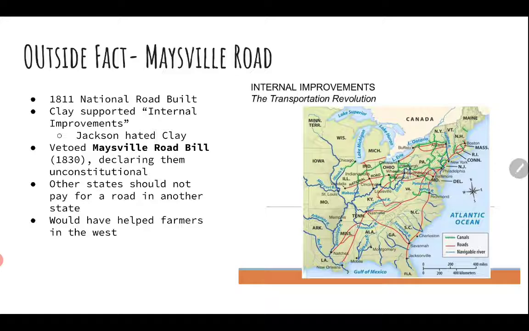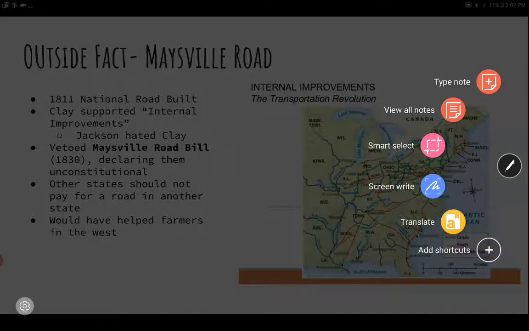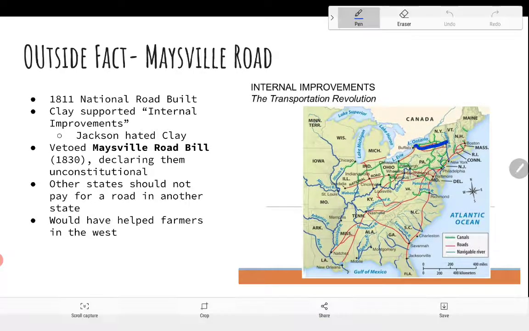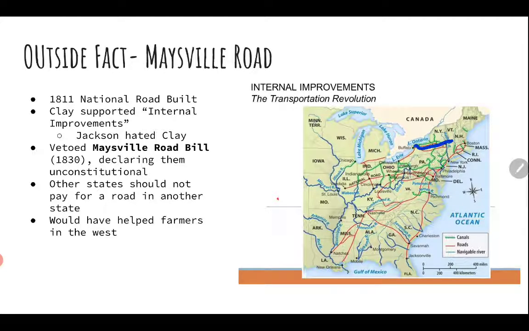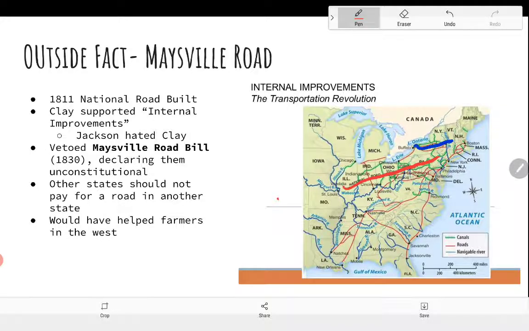So internal improvements, again, is like this transportation revolution. States and federal governments are investing in internal improvements. The one big thing we looked at with states are like canals, right? Like we looked at the Erie Canal, which is right here. So before this, we talked about the National Road. This is the National Road right here. And so most of these internal improvements are meant to connect the West to the East.